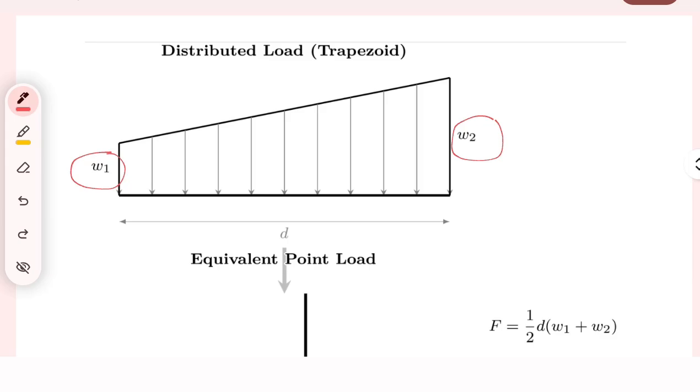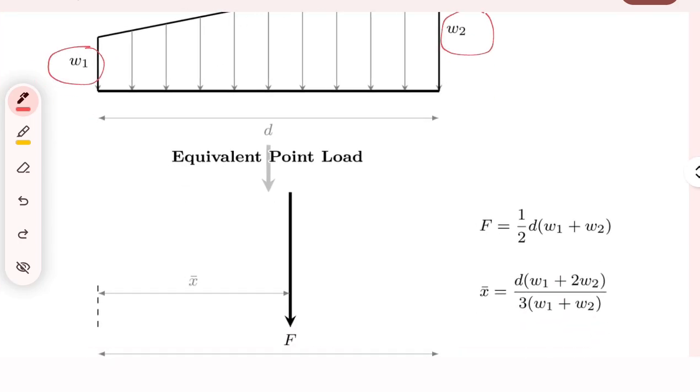How would you replace that distributed trapezoidal load with a single force? The same concept applies. We need to know the area of a trapezoid. If we can solve the area of the trapezoid, that would be the equivalent force that we could put somewhere over there. So let's first deal with the area of a trapezoid. What is the area of a trapezoid? The area of the trapezoid is A plus B times D divided by 2.